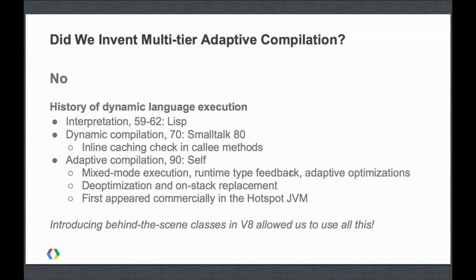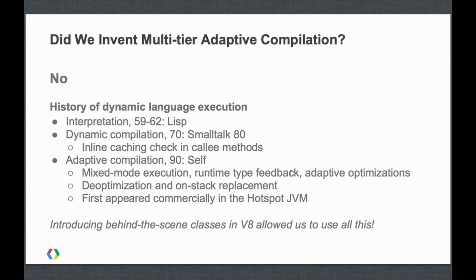It's actually very simple. When you have the optimized code and you have activations on the stack that are executing and you figure out that something is wrong, you need to revert. What you do is you take that optimized activation and convert it into a series of unoptimized activations on the stack, flush the optimized code, and start using the simple code again. So this first appeared commercially in the HotSpot JVM. I assume you all know what that is.